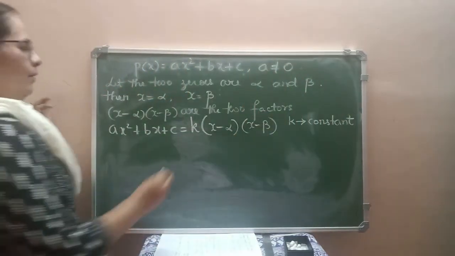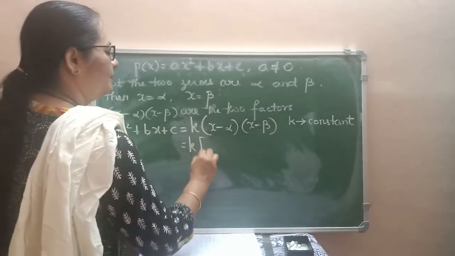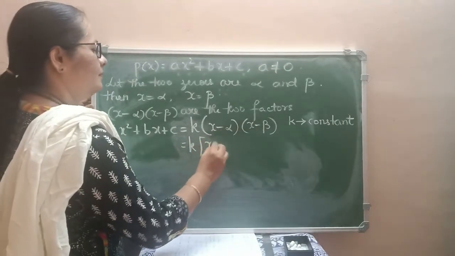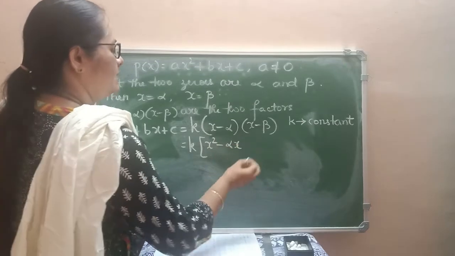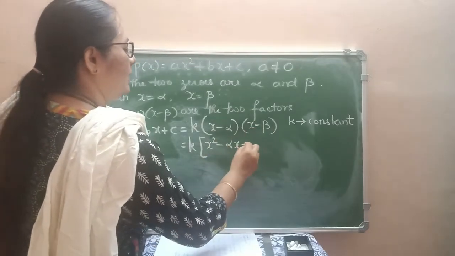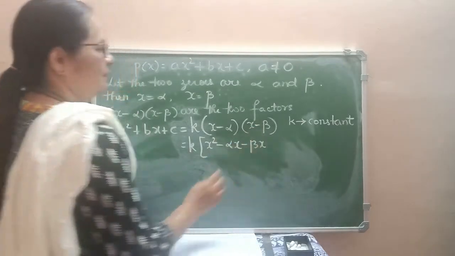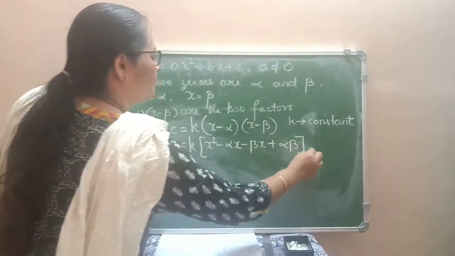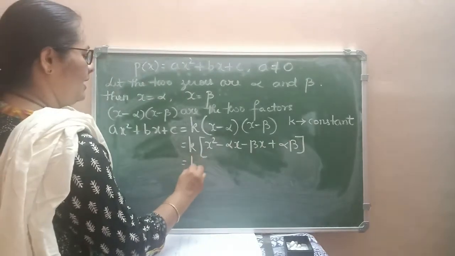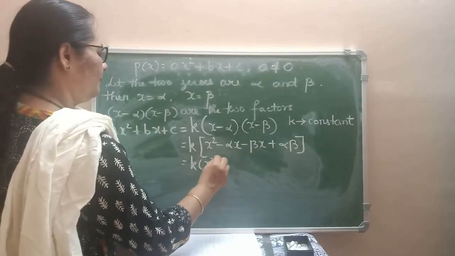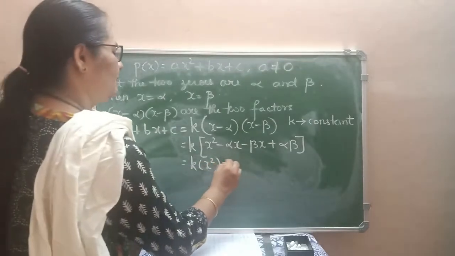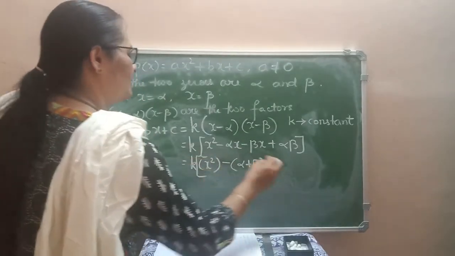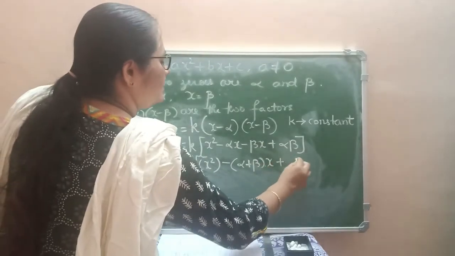Okay. Now, multiply these two. See here, x square minus alpha x, then minus beta x, then minus into minus plus alpha beta. So that is k into x square minus alpha plus beta into x plus alpha beta.